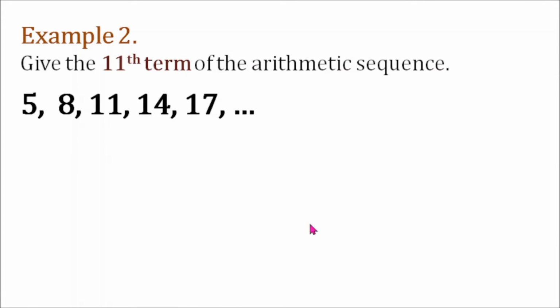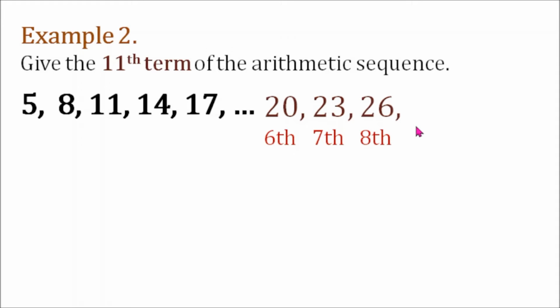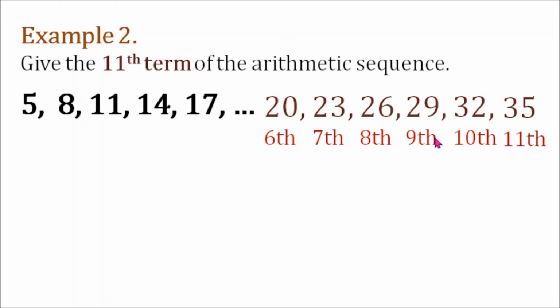Now how about if you're asked to find the 11th term? We know that the common difference here is 3, so we just add 3 to 17, that's 20, plus 3, 23, plus 3, 26, plus 3, 29, plus 3, 32, and plus 3, 35.